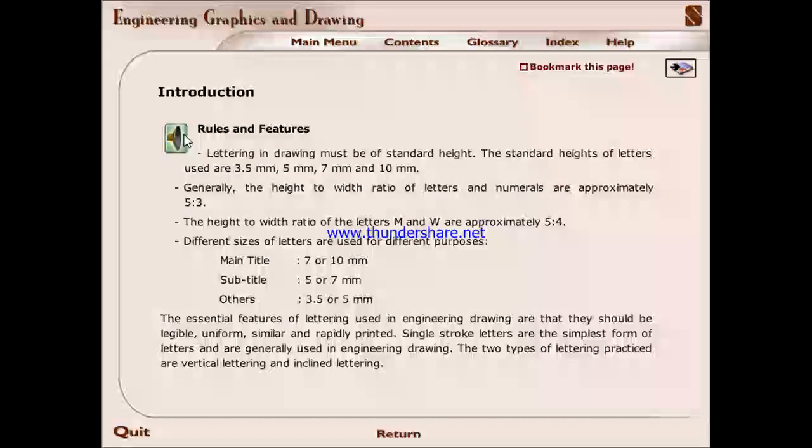The standard heights of letters used are 3.5 mm, 5 mm, 7 mm and 10 mm. Generally, the height to width ratio of letters and numerals is approximately 5:3. The height to width ratio of the letters M and W is approximately 5:4. Different sizes of letters are used for different purposes. Main title 7 or 10 mm, subtitle 5 or 7 mm, others 3.5 or 5 mm. The essential features of lettering are that it should be legible, uniform, similar and rapidly printed. Single stroke letters are the simplest form of letters and are generally used in engineering drawing. The two types of lettering practiced are vertical lettering and inclined lettering.